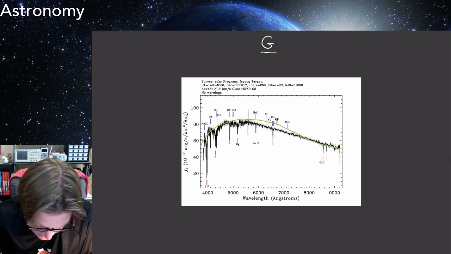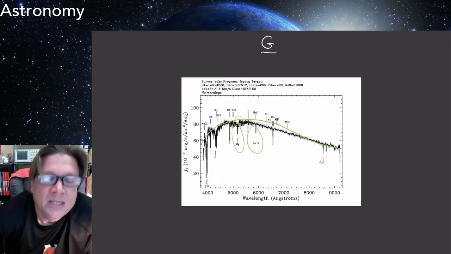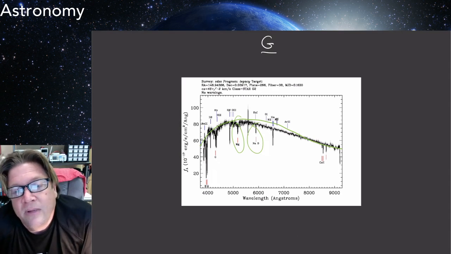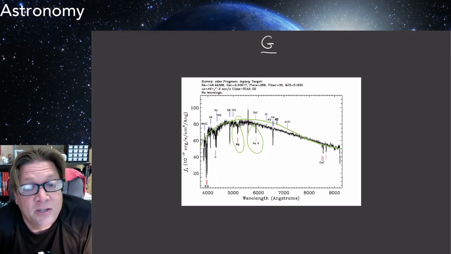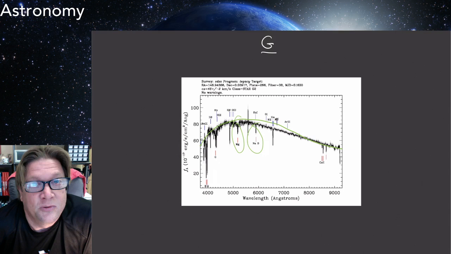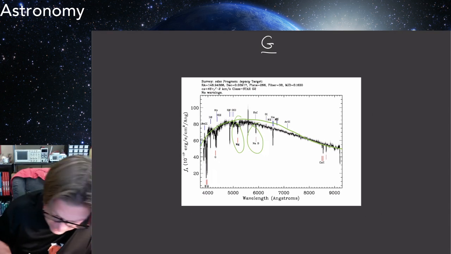And look, now we're starting to see other elements. There's magnesium, a little bit of sodium is starting to come out. So it's true for hydrogen, and it's true for lots of different elements that different temperatures mean that they show up, whereas they don't show up at other temperatures. So knowing what elements show up at what temperatures, there's a table of this in the chapter, really helps to nail down the temperature and the type of star. Okay, so that's type G.